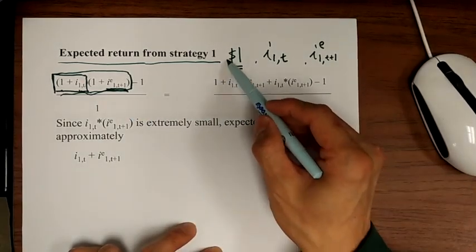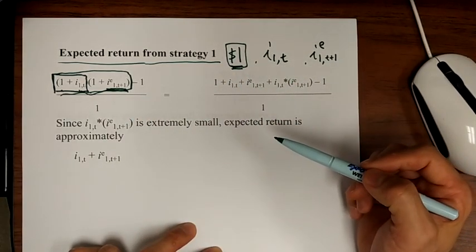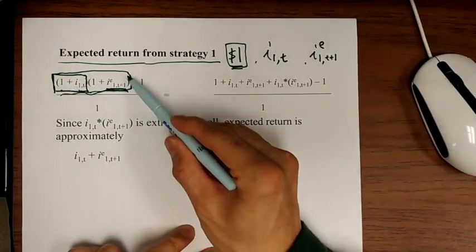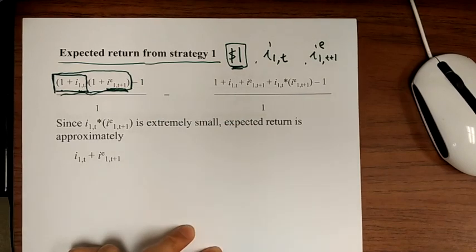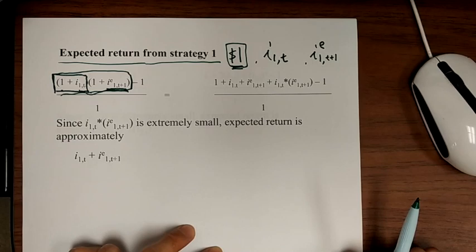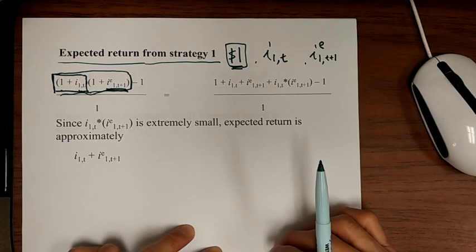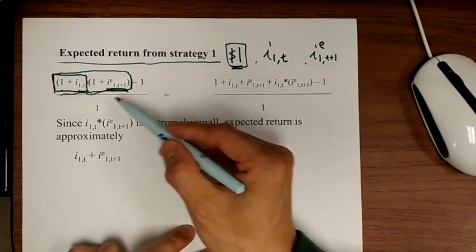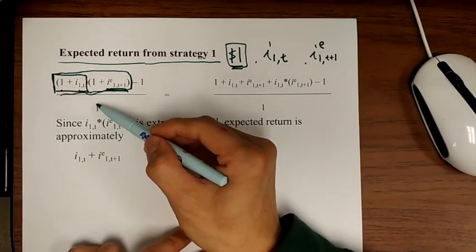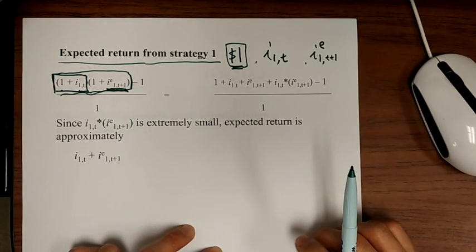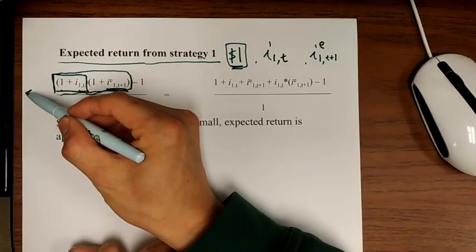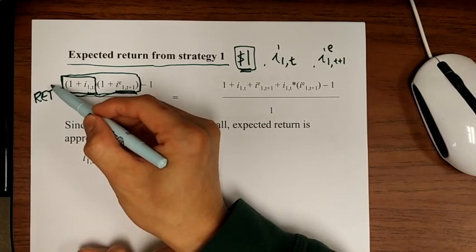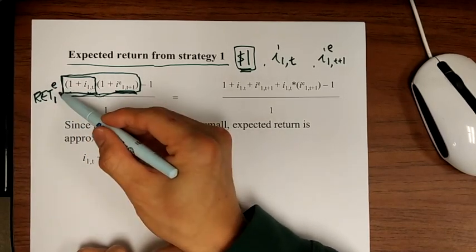What is your initial investment? $1. So how much money do you earn? The total money you get minus your initial investment. Then what is your rate of return? The answer is, you earn this amount of money out of the $1 investment. Therefore, this is your expected return for strategy number 1.